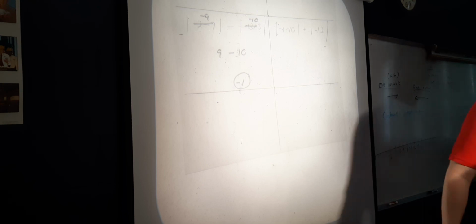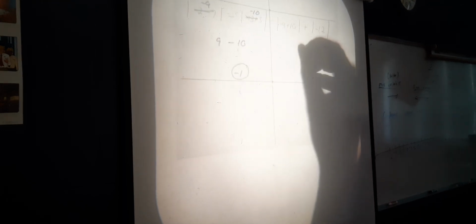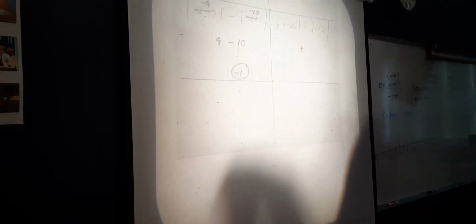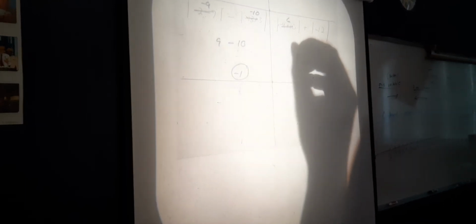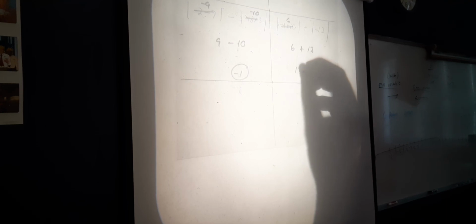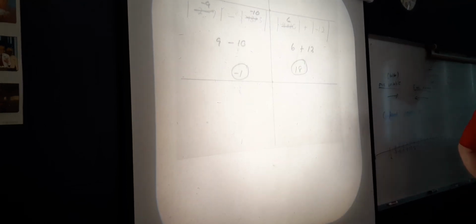Okay, next one. We drop down the addition between the absolute values. -4 plus 10 is 6. And then here we just have -12. So the absolute value of 6 is 6. The absolute value of -12 is +12. You're fine. 6 plus 12 is 18, okay? So, that's what we have.